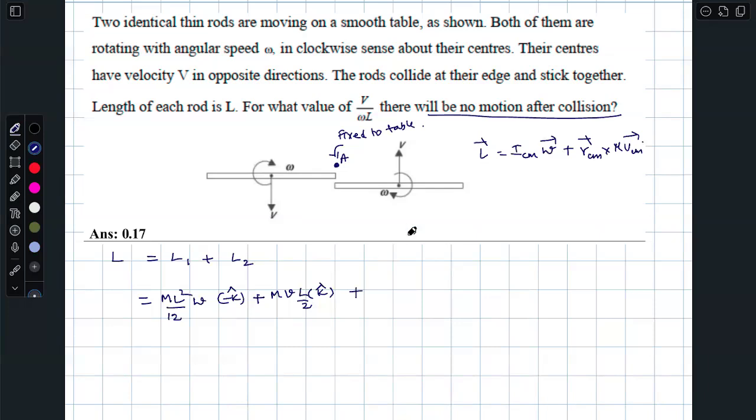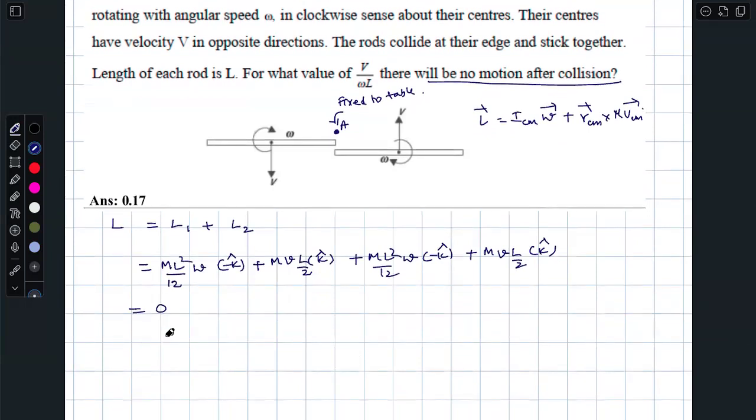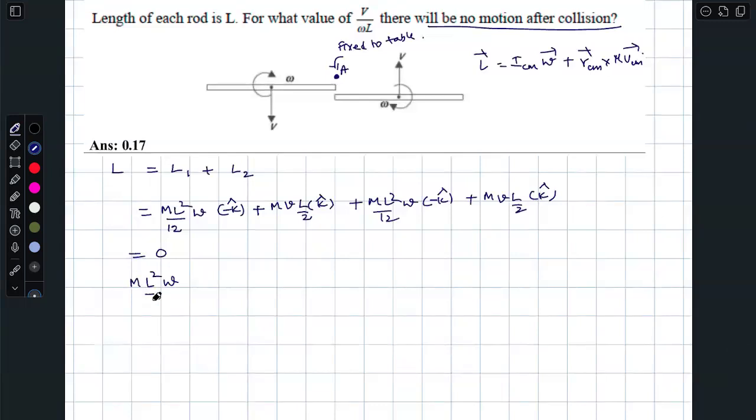This is for the first rod. For the second rod also the situation is the same. Same, you will get: M L square by 12 omega minus K cap plus M V L by 2 K cap. There will be no motion after the collision, so this should be 0. Suppose the total initial angular momentum is 0, that's all. For that to happen, M L square omega by 12 should equal M V L by 2. M cancels, L cancels, then what will V by L omega be? 1/6. This is nearly 0.1666, so nearly 0.17.